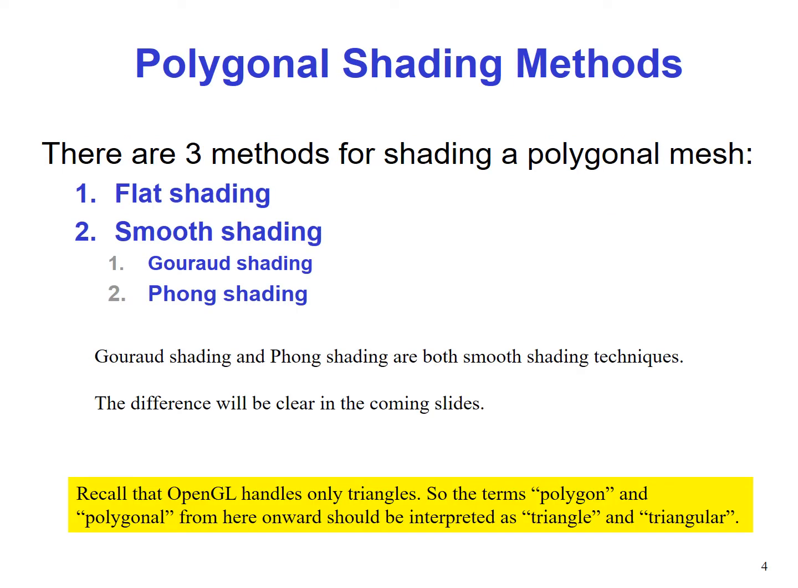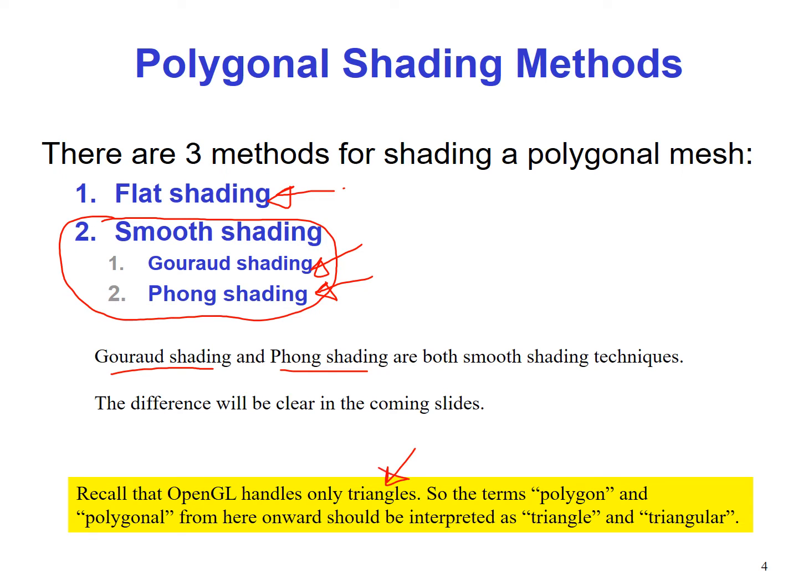There are three methods for shading a polygon. The first method is flat shading. The next two methods are both smooth shading methods. One of them is called Gouraud shading, the other one Phong shading. Note that both Gouraud shading and Phong shading are smooth shading techniques. The differences will be clear in the next slides. Now recall that OpenGL handles only triangles, so the term polygon and polygonal mesh is synonymous with triangle and triangular mesh.